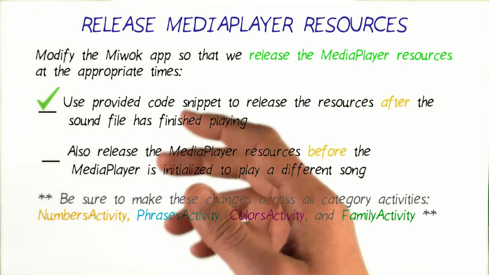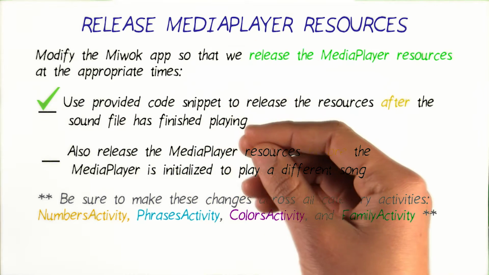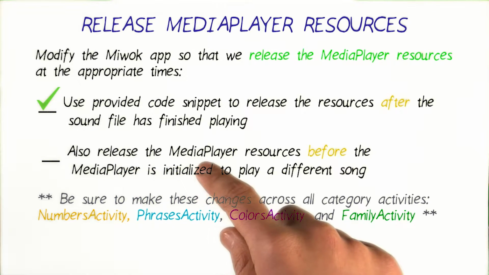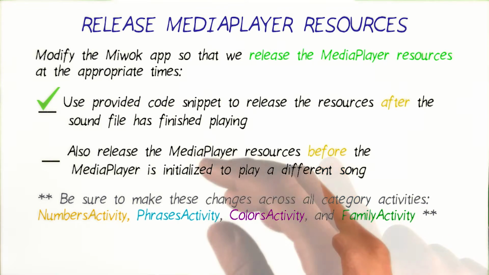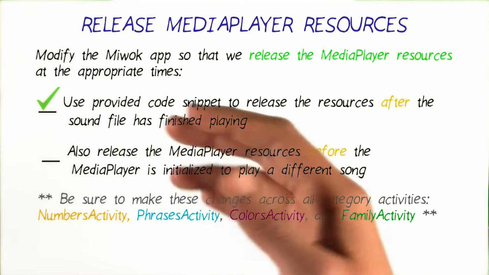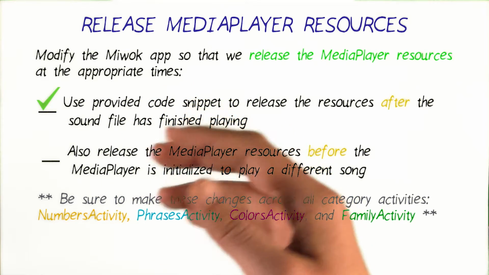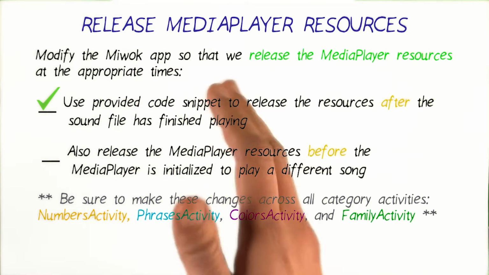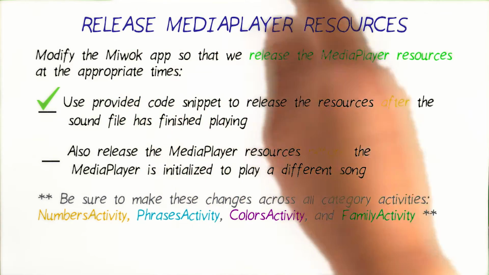So we've hooked up the numbers activity so that when it has finished playing a sound file, it will release the media player resources. Now this second task here says to also release the media player resources before the media player is initialized to play a different sound. So this might happen if, for example, the user quickly tapped multiple list items in a row. The device might not have enough time to finish playing each audio file, so the onCompletion listener might not get triggered.